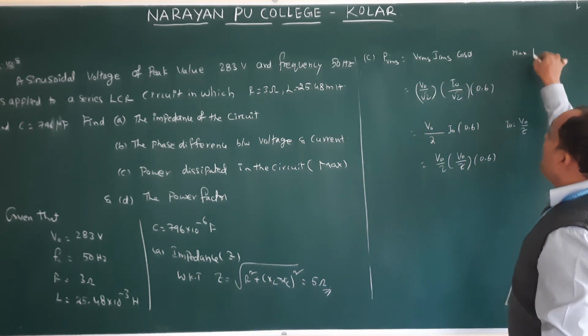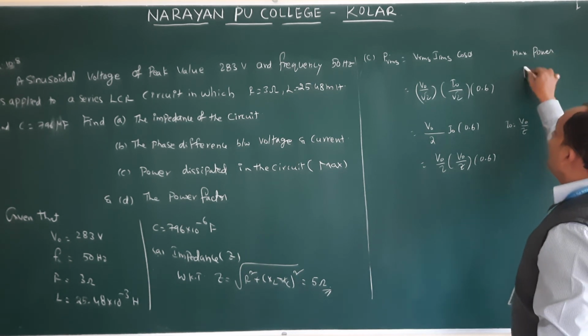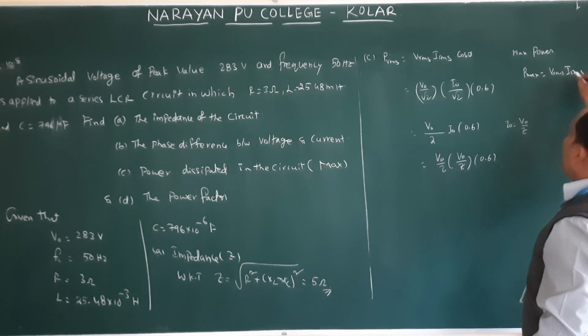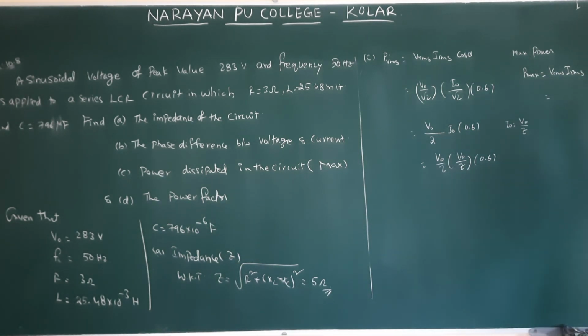So maximum power: P maximum is equal to VRMS IRMS. I am just giving the formula. VRMS is nothing but V naught by root 2, and I naught by root 2. Sometimes they will give I naught. At that time you have to substitute here, V is equal to IR, so V naught is equal to I naught Z. So I naught Z into I naught by 2. Like this you have to do.